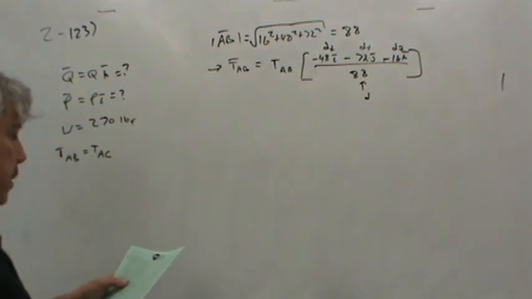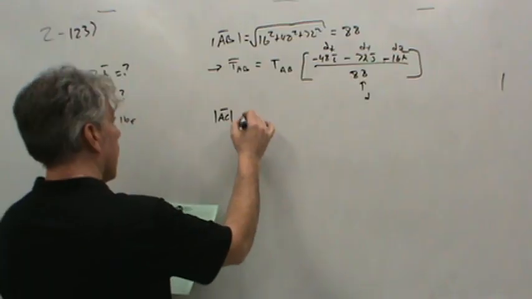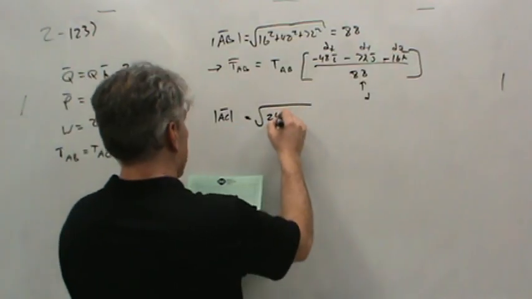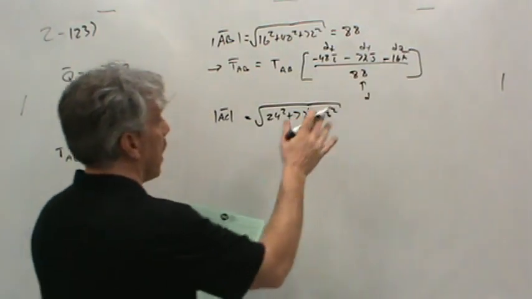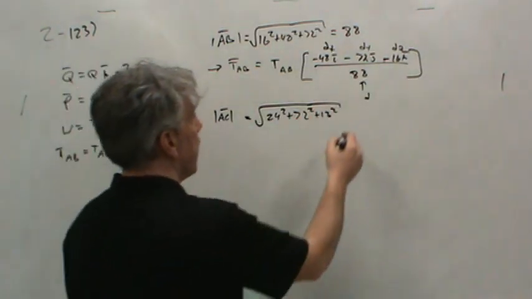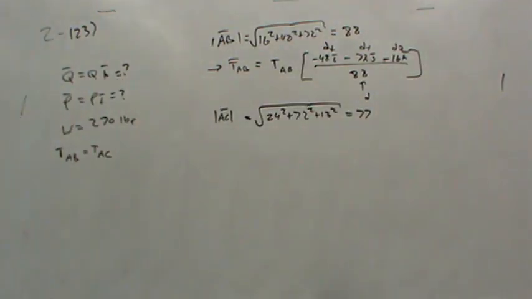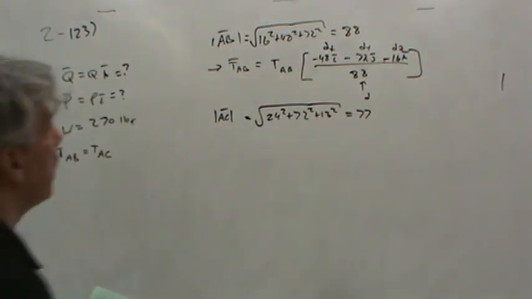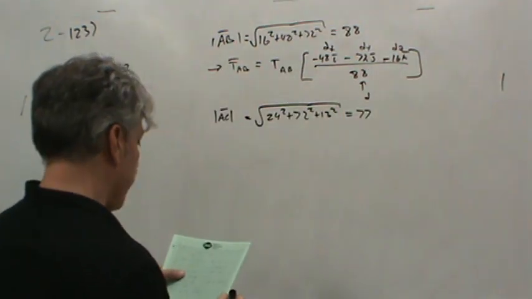That's their terminology. We can do something similar with AC and find its length as 24 squared plus 72 squared plus 13 squared. Notice I'm not bothering with negative signs. This comes out nicely to 77. Again, I don't care about the units. I guess these are inches. That's fine. We've got inches in the numerator, inches in the denominator, so no units.